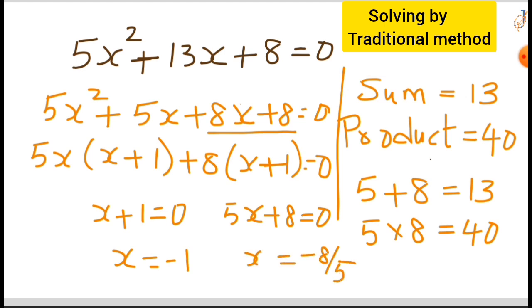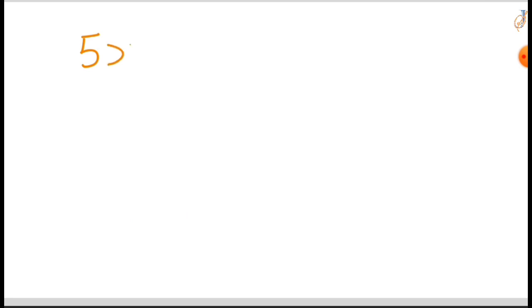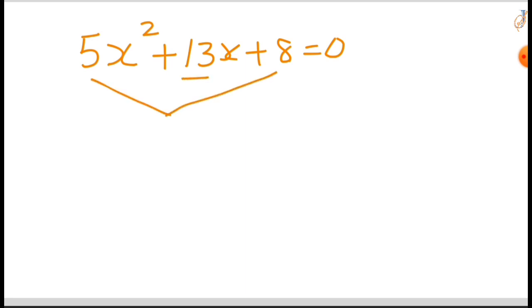This is the traditional way to find the roots of this quadratic equation. But here I am going to show you a super fast technique to solve quadratic equations. Our equation is 5x² + 13x + 8 = 0. 13 is our sum of the roots and 5 times 8 is our product of the roots. The trick is, you have to do only 3 steps.